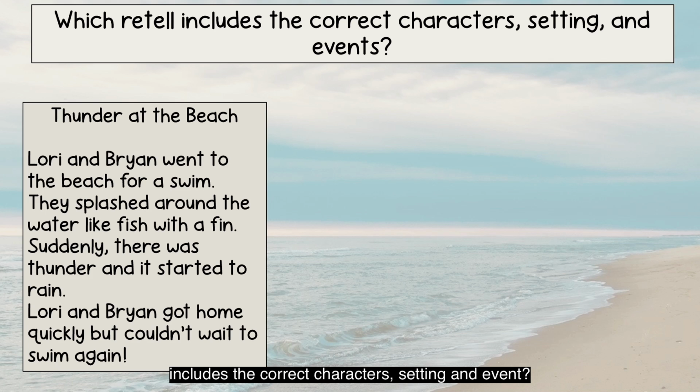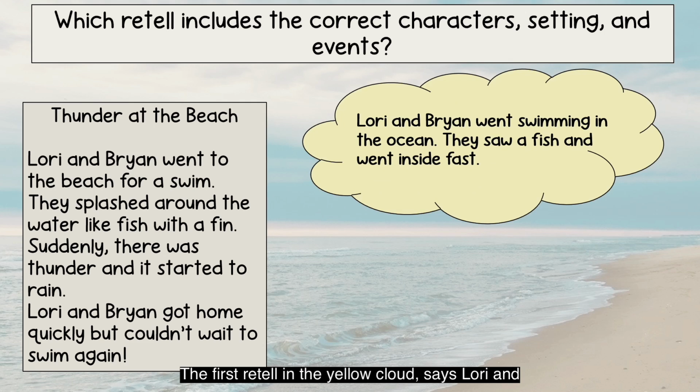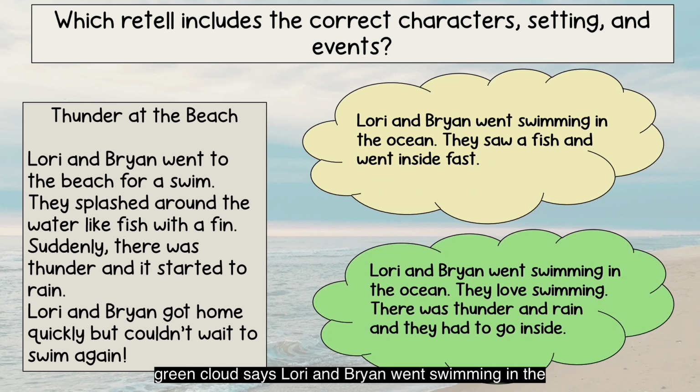Which retell includes the correct character, setting, and events? The first retell in the yellow cloud says, Lori and Brian went swimming in the ocean. They saw a fish and went inside fast. The second retell in the green cloud says, Lori and Brian went swimming in the ocean. They loved swimming. There was thunder and rain and they had to go inside. Which retell includes the correct character, setting, and events? Yell out the color of the correct retell.